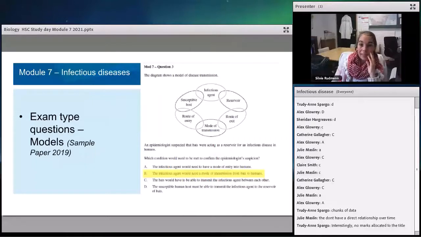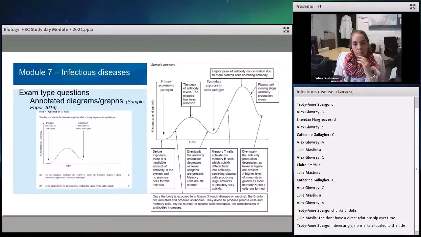You can have the same diagram referring to an extended response, right? So they can use it for two things: the same diagram in a multiple choice question, and then the same diagram later on in an extended response. So keep that in mind.